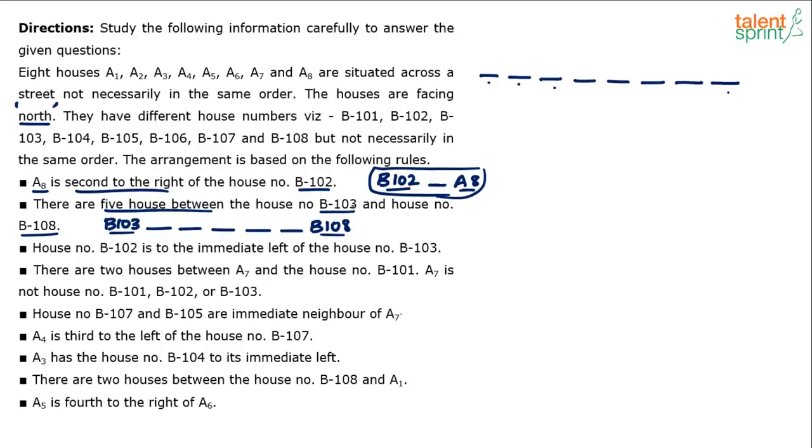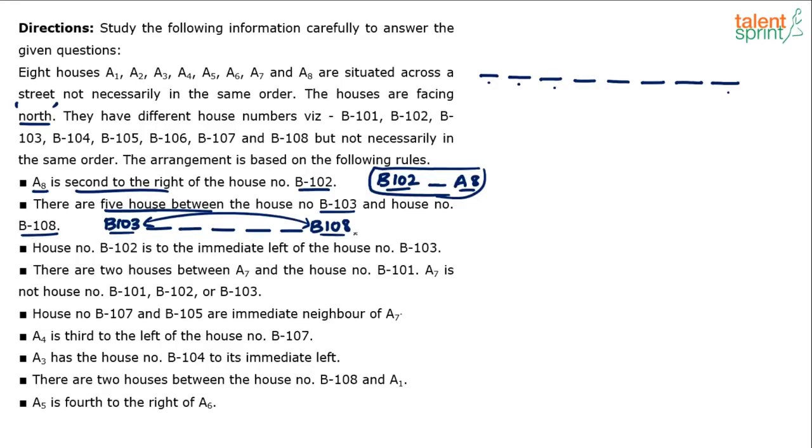That's a different story. But in terms of order, I know that B103 is here, B108 is here. And in between there will be 5 positions. Of course, one important point to be noted is, here we cannot exactly fix 103 and 108 in these positions. These can be interchanged. Why can these be interchanged? Because it says there are 5 houses between 103 and 108.